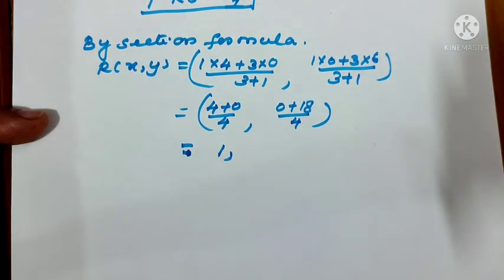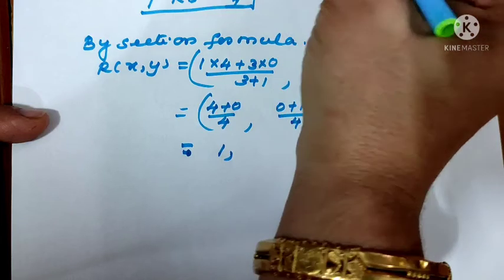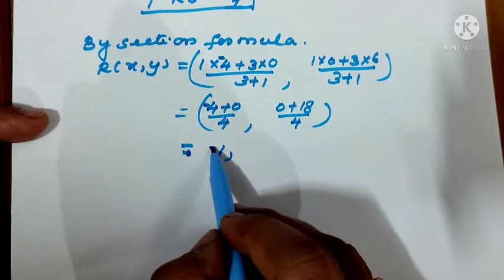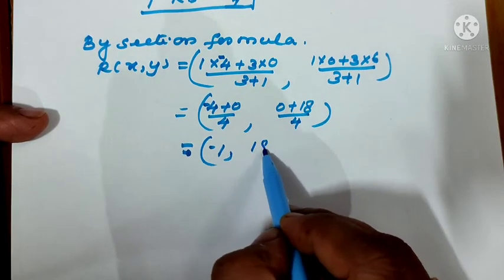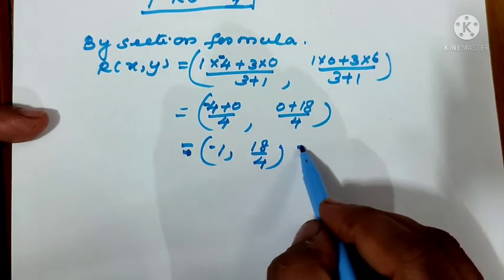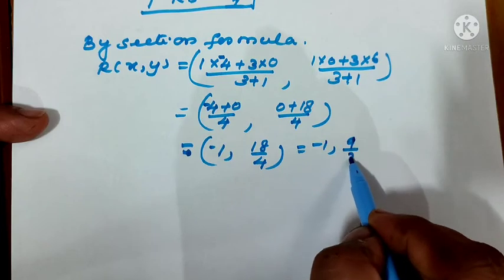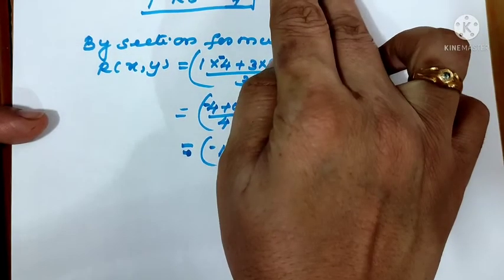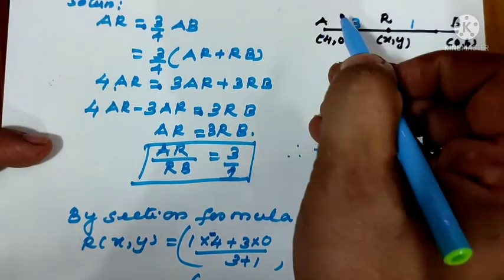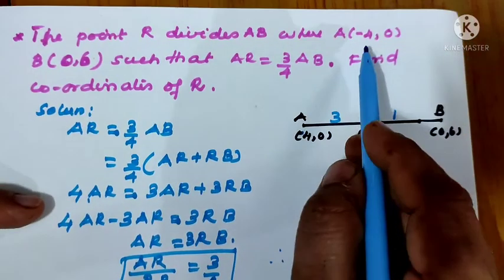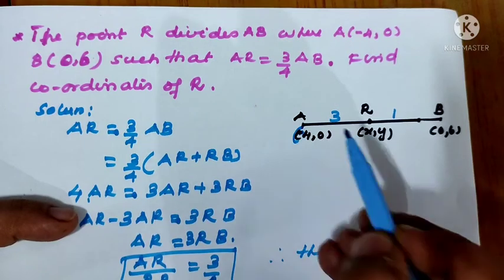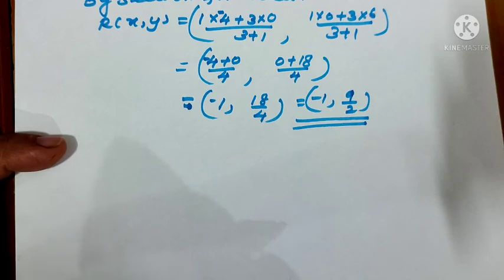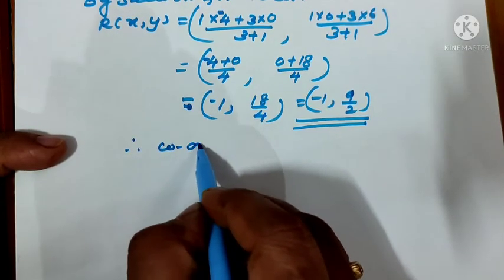So one correction, it is minus 4 there, so here also minus 4. So minus 4 by 4, that is minus 1, and 18 by 4, that is 9 by 2. So the correction, don't forget, minus 4 comma 0 should be written. In the question it is (-4, 0). So what is the answer we got? (-1, 9/2), the coordinates of R.